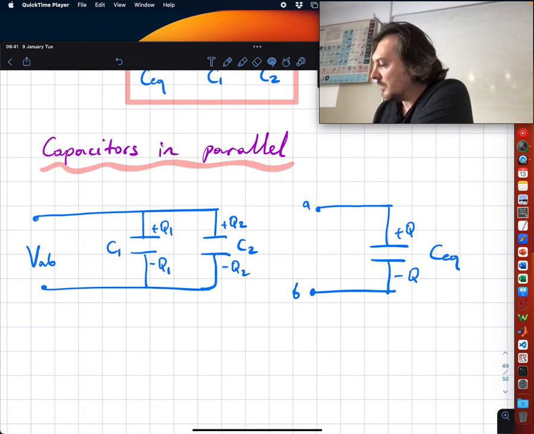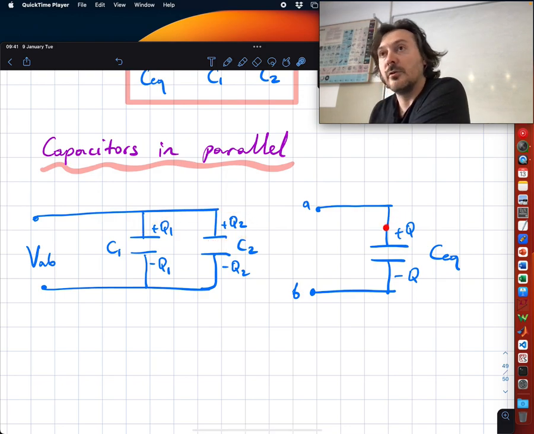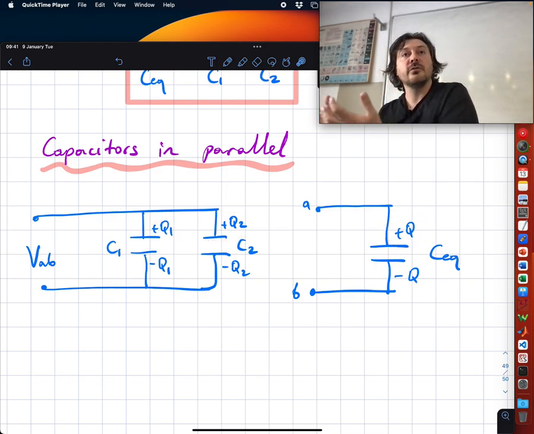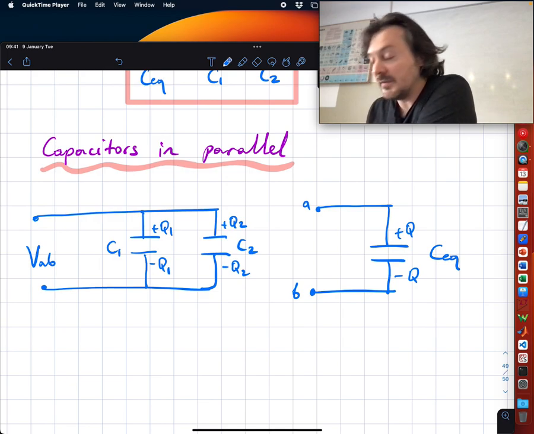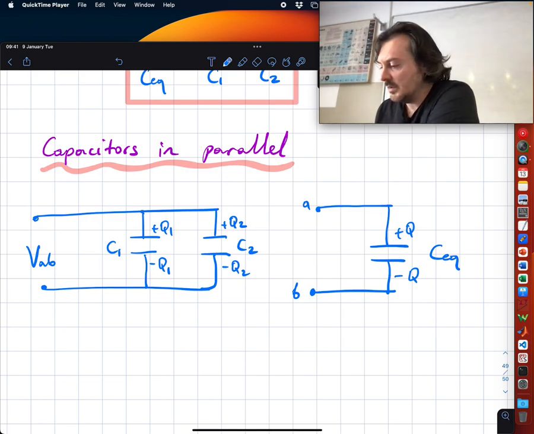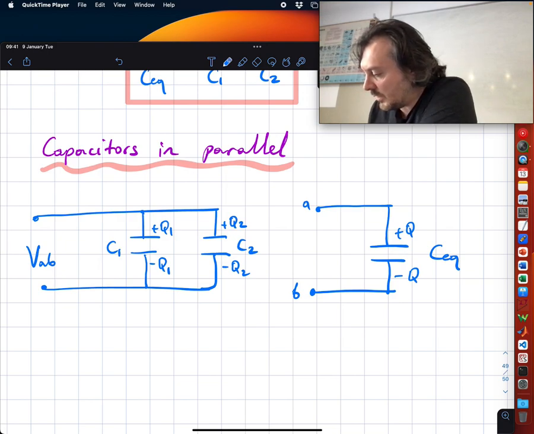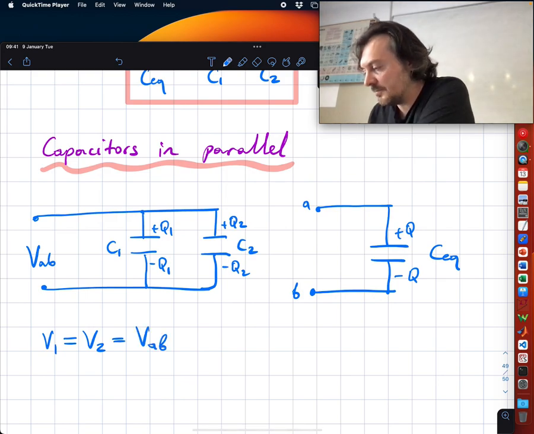Now, in this particular case, Q1 plus Q2 must be equal to Q, so that the analogy holds, right? In this case, when they are in parallel, the potential differences need to be the same, right? Because the potential difference V1 is equal to the potential difference V2, which is equal to the potential difference VAB.